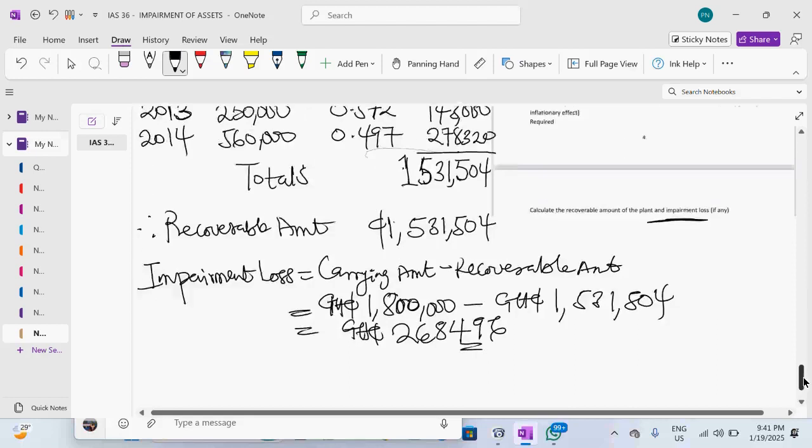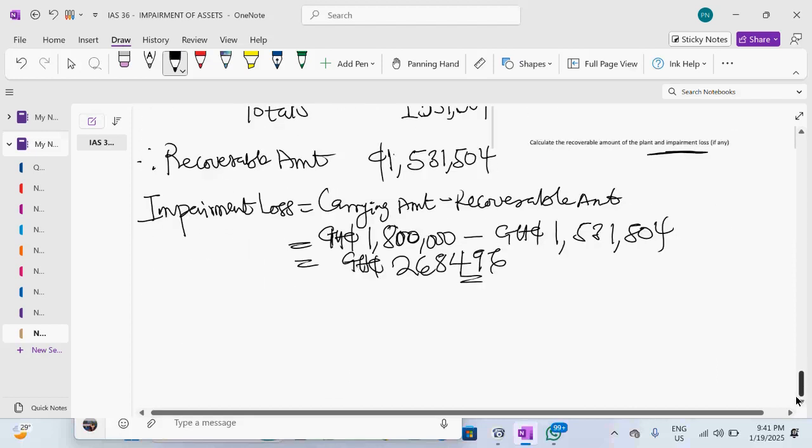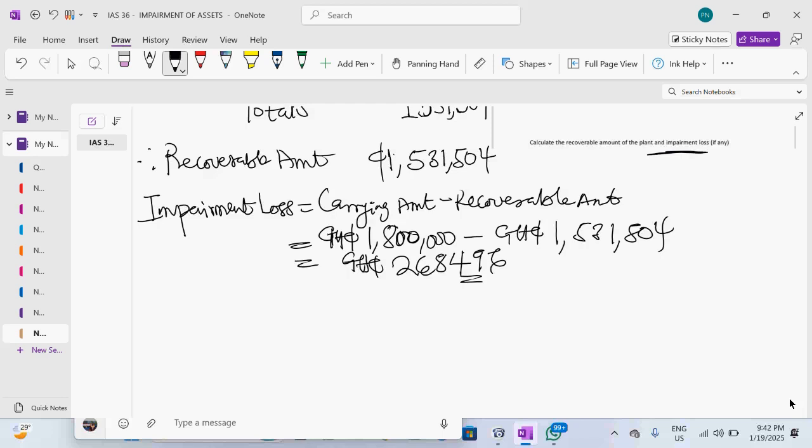Alright. So let's try another one. I don't know if you have time. What's the time? 9:40. Do we add one last one? No. Can I please ask a question? Yes. Okay.